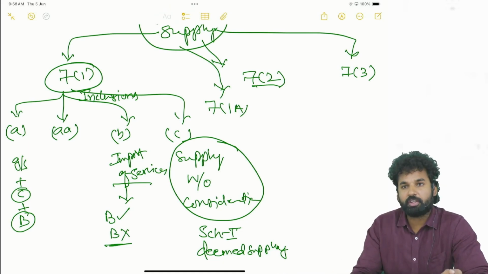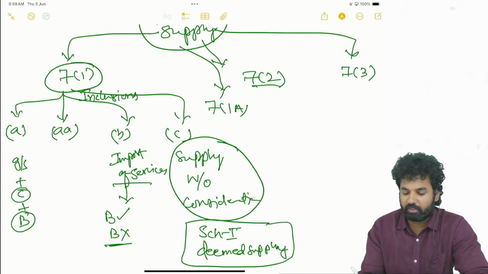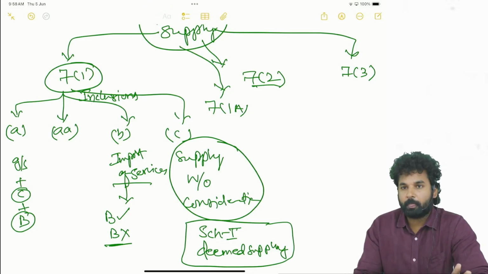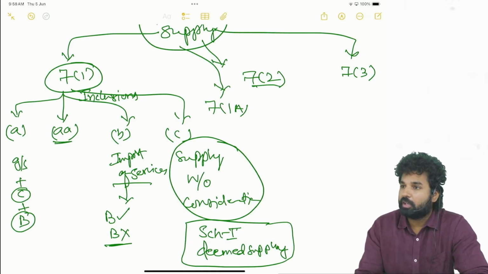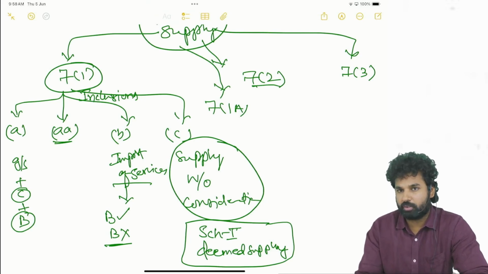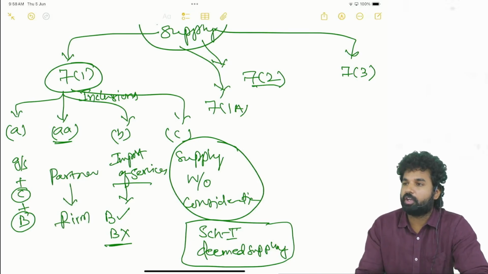With respect to without consideration, there may be free supply of goods or supply of services, but if it is covered under an activity listed in Schedule 1, then it will be a supply, even without consideration. And 7.1AA is there. 7.1AA is talking about any person other than an individual supplying to its members or its constituents, then it will be a supply. It may be vice versa also. Let's say a partner of a partnership firm is supplying services to the firm, or a firm is supplying to a partner, for consideration, then it will be treated as supply.